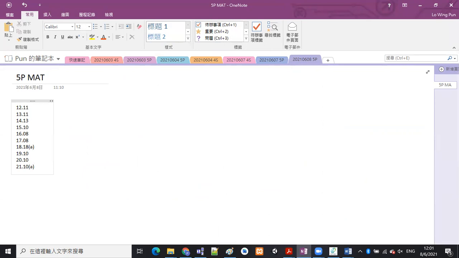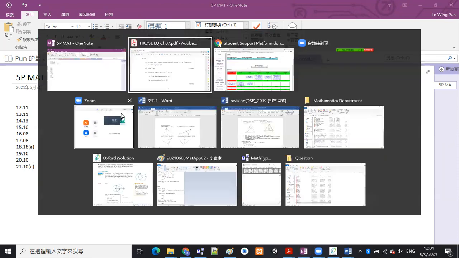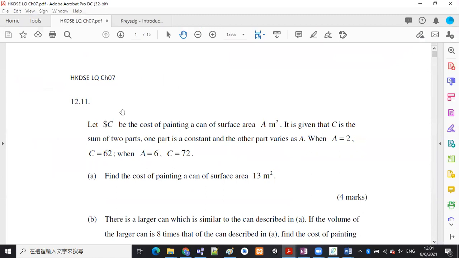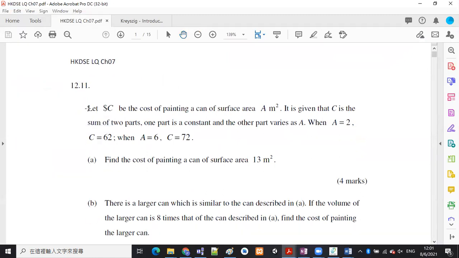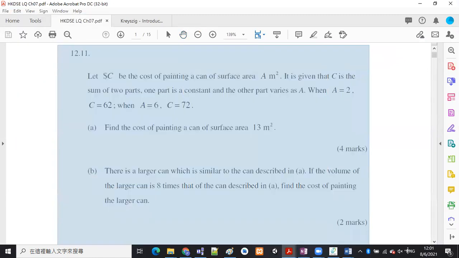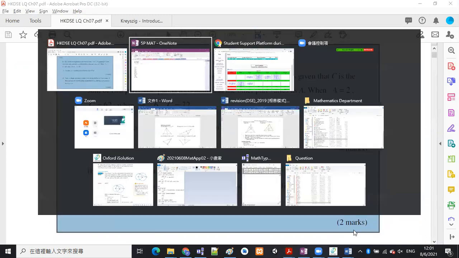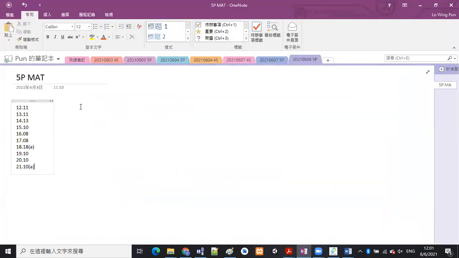At first, can you recognize the topic? Do you think you can recognize the topic I'm going to talk about? So that is about variation. Okay, so let's do the first 2 questions together. At 12.11.